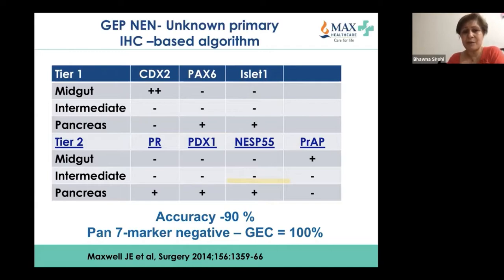So this paper was very good in trying to find out the primary with these simple immunohistochemistry markers, with CDX2, PAX6, islet-1 as the tier 1, and then you go on to the tier 2 markers, and there was 90% accuracy in finding the primary in pancreas and midgut.